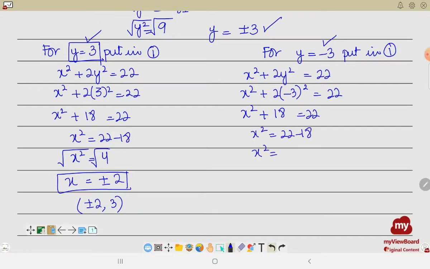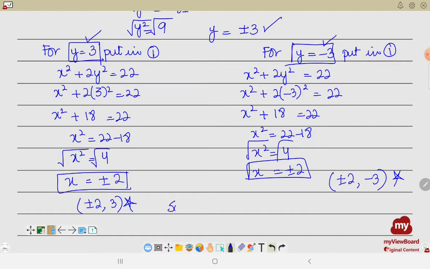So x is equal to 4, and x is equal to plus minus 2. So again our ordered pair will become, for y equal to minus 3, our x is equal to plus minus 2. So we can combine these two ordered pairs, right? And we can write down in the solution set, for plus minus 2, y is plus minus 3, right? Why? Because we are having a square over here. So if you square plus 3 and if you square minus 3, the answer is the same, 9. Okay, so this is the answer.